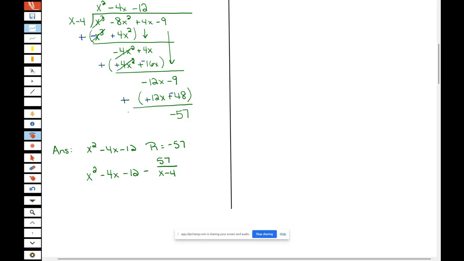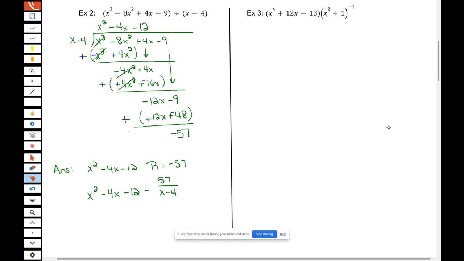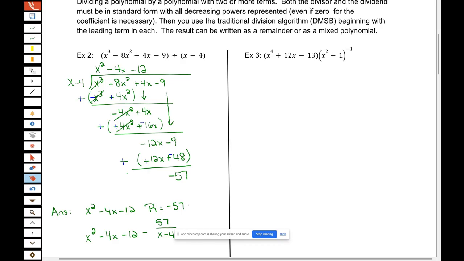Okay, so that's our first polynomial division problem. Let's look at another one where we have some powers not represented in standard form. So right here, they have written this one a different way with this x to the negative 1. And with exponent rules, we know that means you just move it to the bottom. So it's still a division problem.